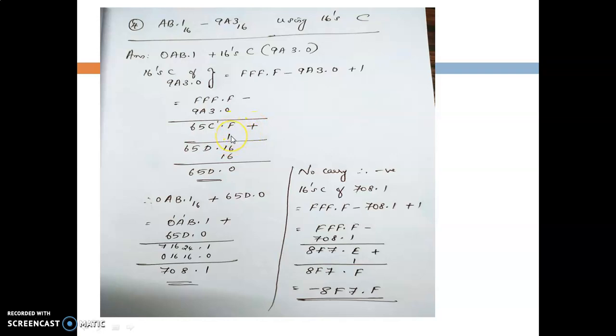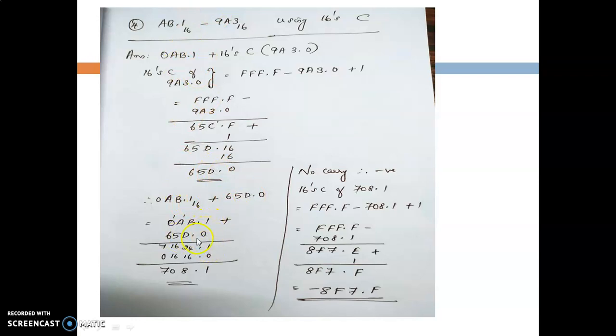So F plus 1 is 16. 16 is not there, so you have to subtract 16 and a carry is provided. So C plus 1 is D, 65D. Okay, so this is your 16's complement. Now you're going to add the 16's complement with the 0AB.1. So 0AB.1 plus 65D, what happens?